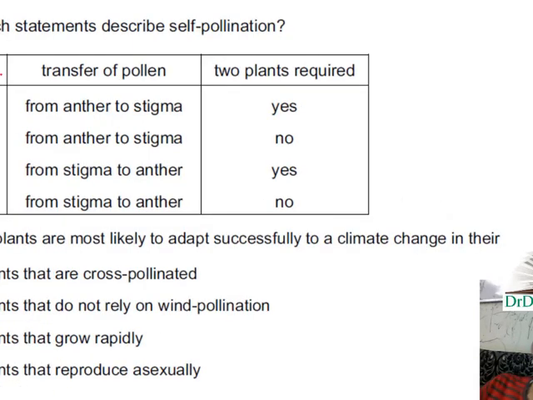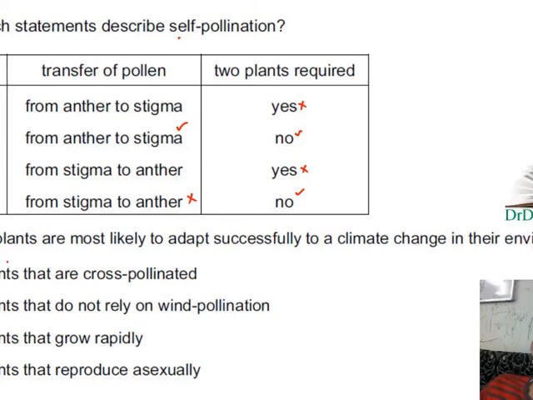Okay. Then next is, which statement describes the self-pollination? You know that in case of self-pollination, two plants are not required. So this is wrong and this is wrong. Only this is correct and this is correct. So B or D options are correct. Then the transfer of the pollen is from anther to stigma or from stigma to anther. So stigma to anther is wrong. Anther to stigma is the correct thing. So the answer should be B for this question.